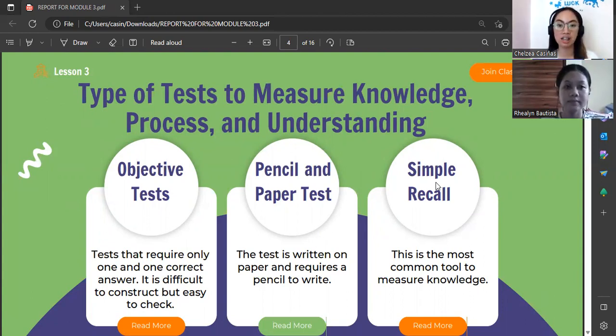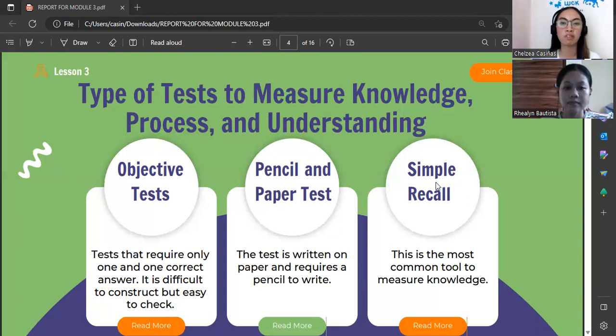Sunod naman yung pencil and paper test. Ito yung palagi nating ginagawa tuwing may face-to-face at i-assess tayo ng mga teacher. The test is written on paper and requires a pencil to write. So that's basically it. Simple recall naman, ito yung madalas na tinatanong sa atin ng mga teachers madalas bago mag-start yung lesson, and this is the most common tool to measure knowledge.